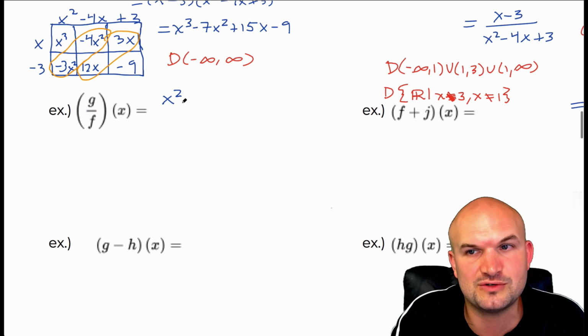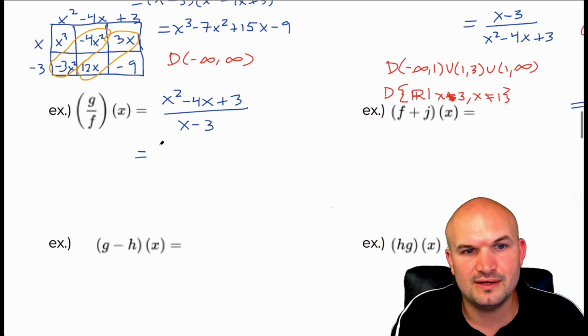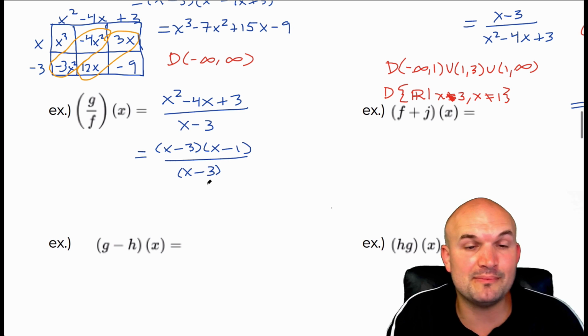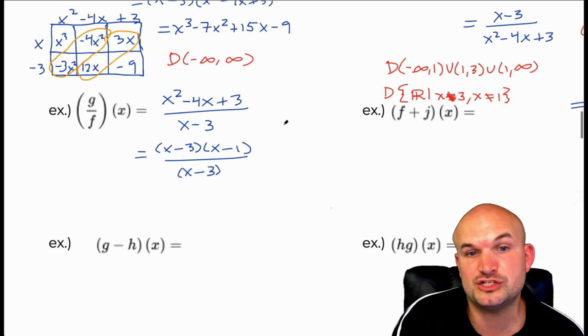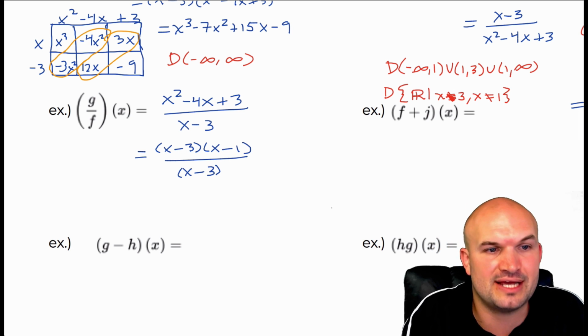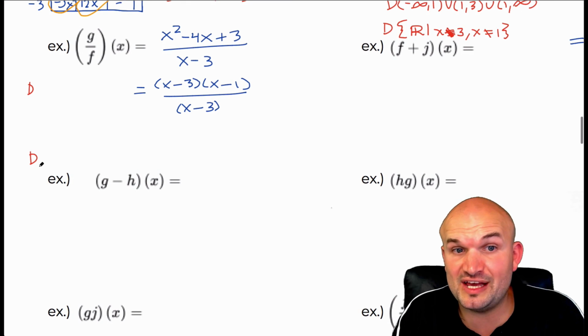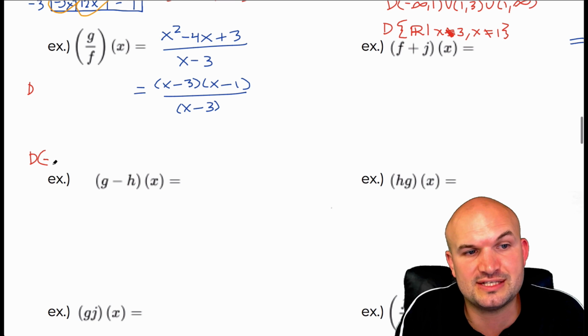Well, here I have x squared minus 4x plus 3 divided by x minus 3. And the same thing can be applied. Since this can be factored, this becomes x minus 3 times x minus 1 divided by x minus 3. Now, again, remember, this tells us that our domain restriction is x cannot equal 3. So I can go ahead and write the domain right now. The domain is going to be all values except for 3. So in interval notation, I'd say from negative infinity to 3, union, 3 to infinity.